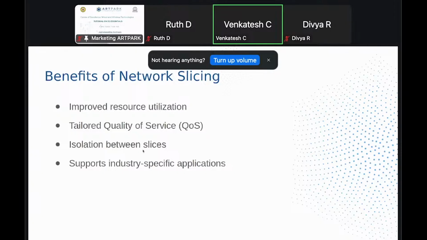And next is isolation between slices. One of the key benefits of network slicing is the ability to provide complete isolation between the slices. And the fourth point is support for industry specific applications. Different industries have unique network needs. Network slicing enables telecom operators to create industry specific slices, such as one for the healthcare industry and another for IoT and smart cities. In IoT and smart cities, they will be connecting millions of devices together. So at that time we can use the machine type slicing.